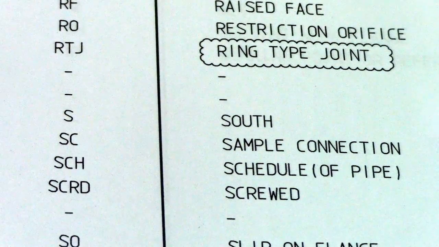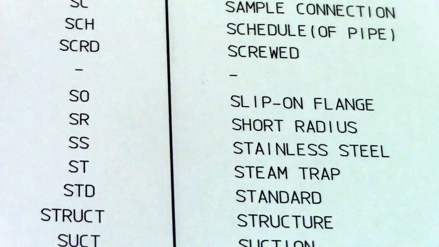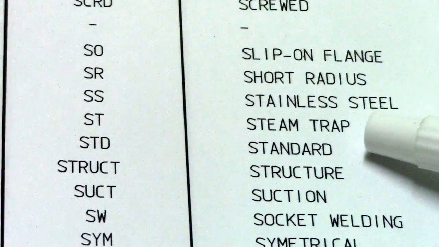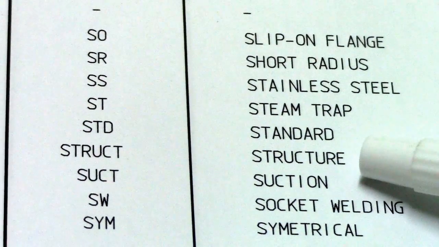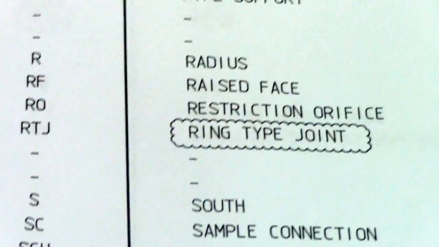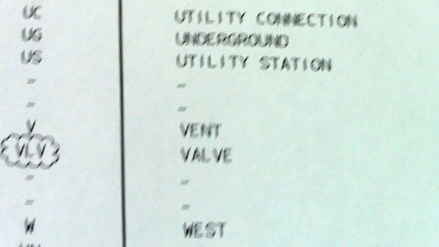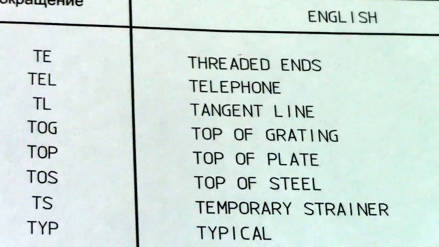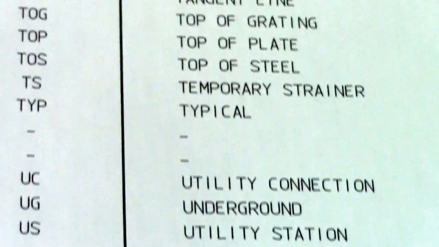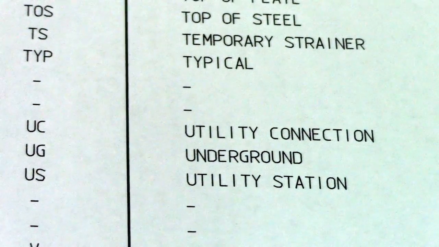Sample connection, schedule, screwed, slip on flange, short radius, SS stainless steel, ST steam trap, STD standard, structural, suction, socket, frame, and this one is symmetrical. So this is number one important in the piping. Please take note of all this, also this one, loaded. Guys, please take note of this one, guys. Utility connection, underground.